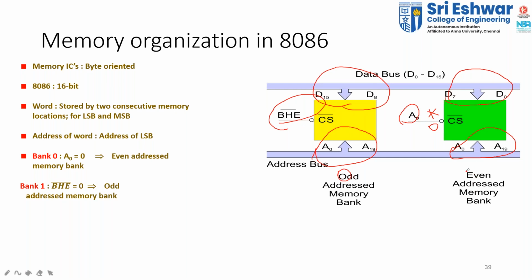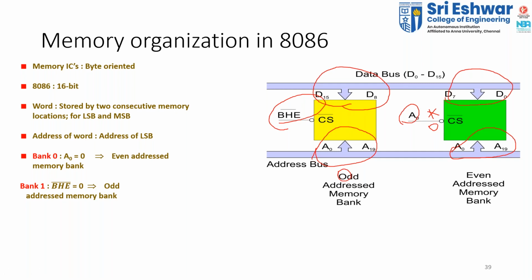In the even bank, E is here; no E is here, right? So this is your odd bank, or the opposite. O should not be present as the active signal. So this is BHE bar, right? So this is what your memory organization of 8086 looks like.